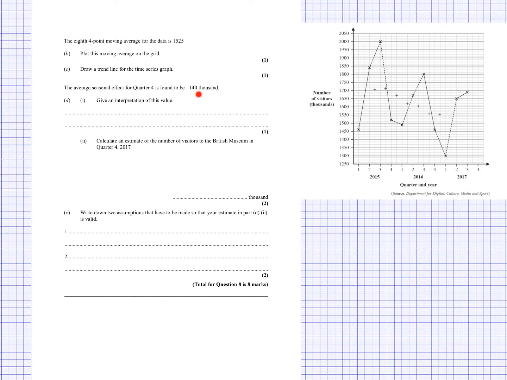Next part says the average seasonal effect for quarter 4 is found to be negative 140,000. Remember, this is in thousands. Okay, so the 140 is what we're really interested in here. Give an interpretation of this value.